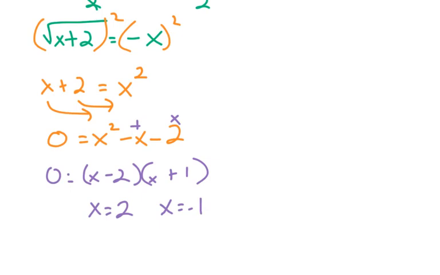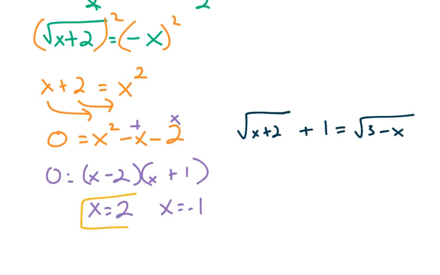Okay, once we get those two numbers, we will have to check those in our original equation to see if one or both are extraneous. Let's start with the square root of x plus 2 plus 1 equals the square root of 3 minus x. All I'm doing there is just rewriting the problem a little lower so I don't have to scroll back and forth. Let's start, though, by checking with 2.